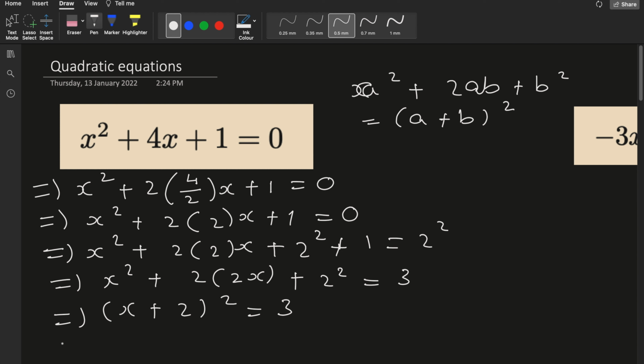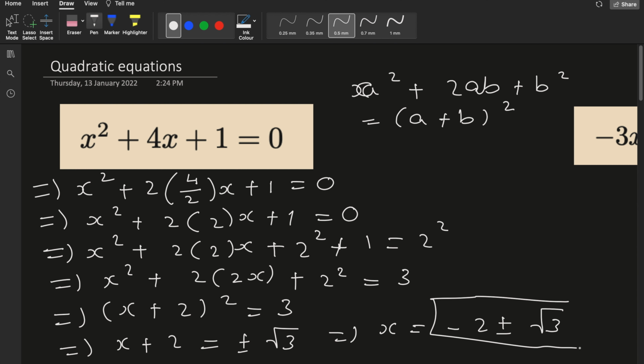Now we take the square root. It implies x plus 2 equals plus or minus square root of 3, which implies x equals minus 2 plus or minus square root of 3. So these two are the answers. The first answer is x equals minus 2 minus square root of 3. The second answer is minus 2 plus square root of 3.